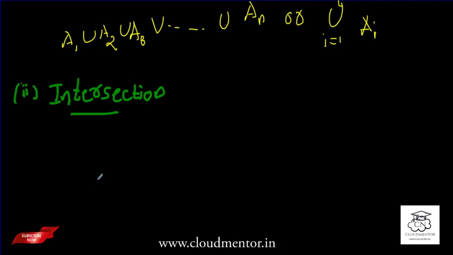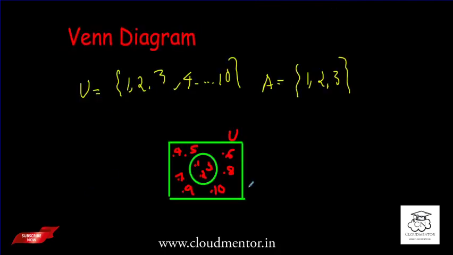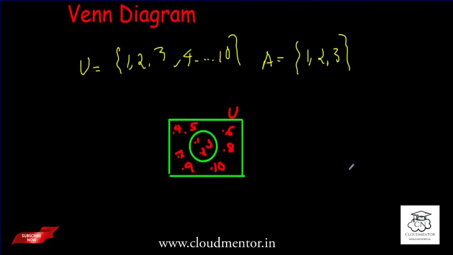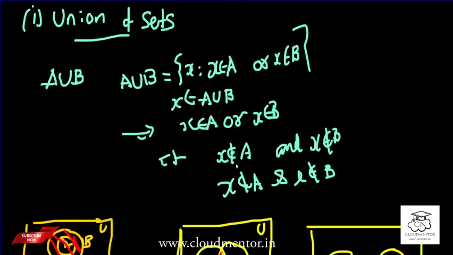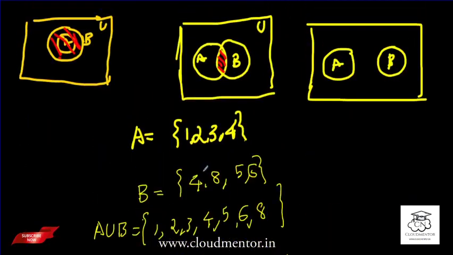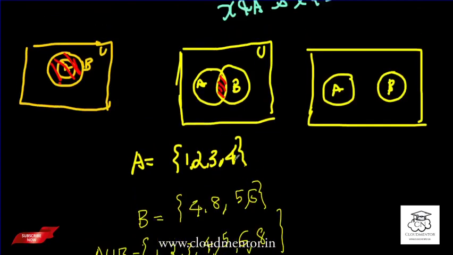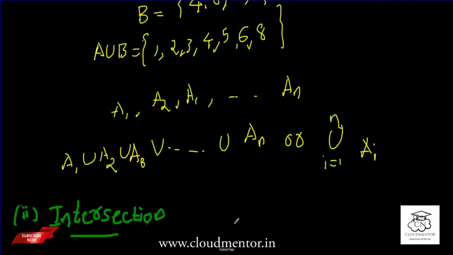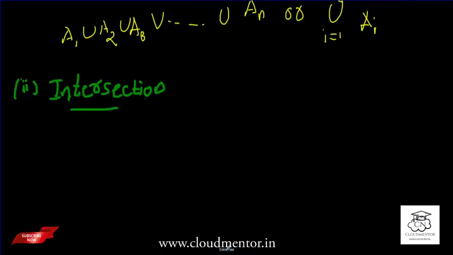Oh, I think there was a mistake in the previous Venn diagram. Here A union B will be represented like this. It must include all the elements in A and B. The first one I had drawn was the Venn diagram for the intersection of A and B. Sorry. Now moving to the intersection.